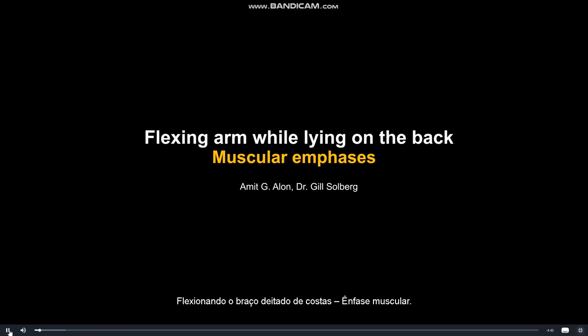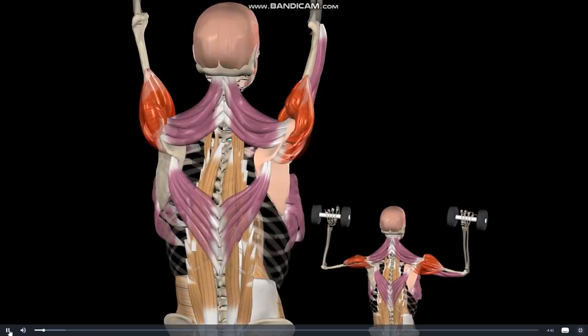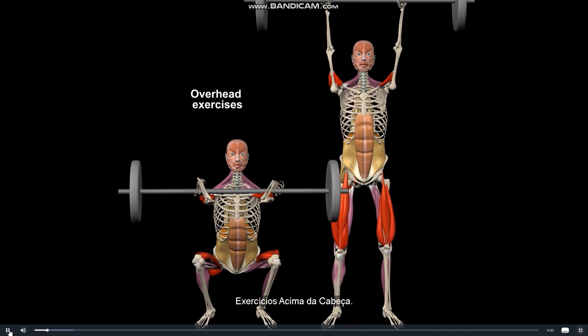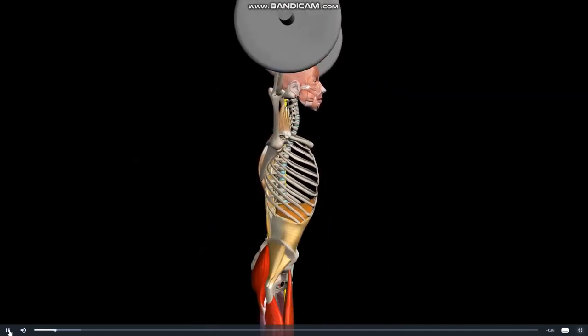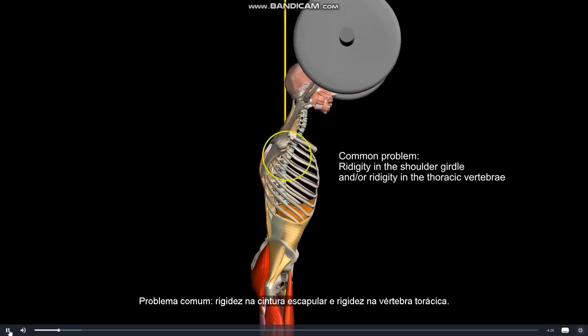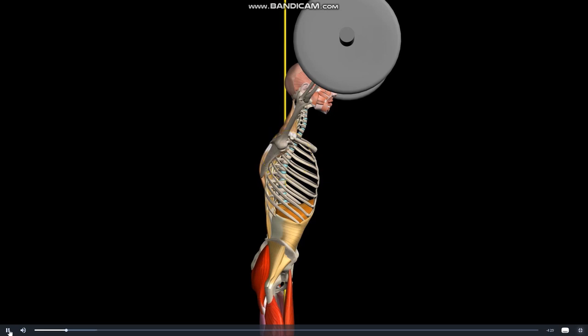Back, muscular emphasis. Overhead exercises. Common problem: rigidity in the shoulder girdle and/or rigidity in the thoracic vertebrae.